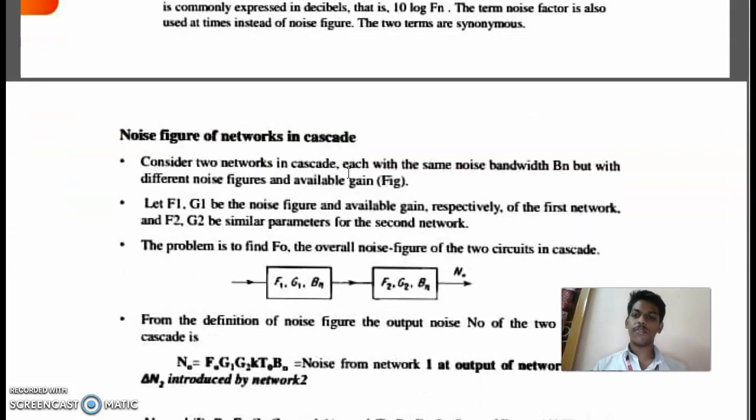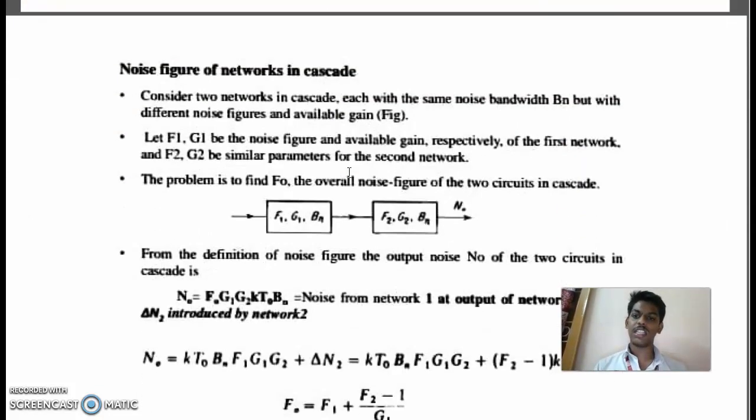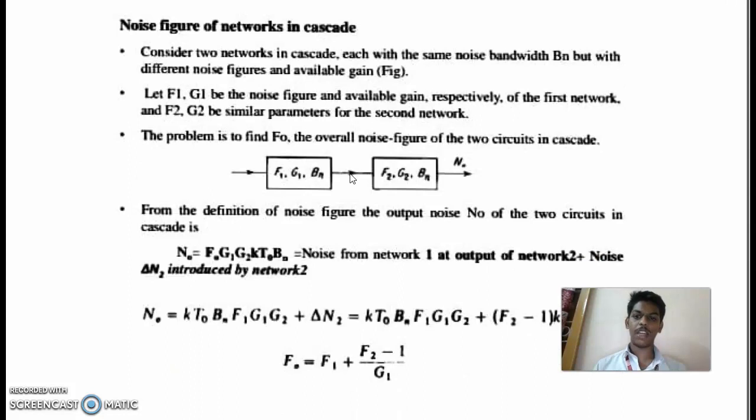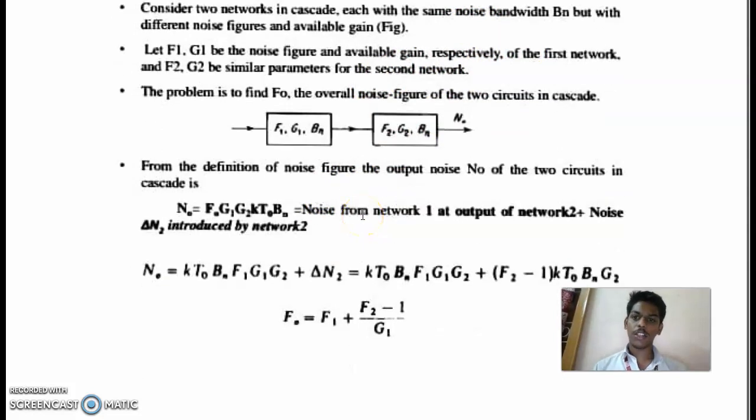Next, coming to the noise figure of networks in cascade, let there be two networks with noise figure and gain F1, G1 and F2, G2, and the same bandwidth Bn. Our aim is to find the overall noise figure.